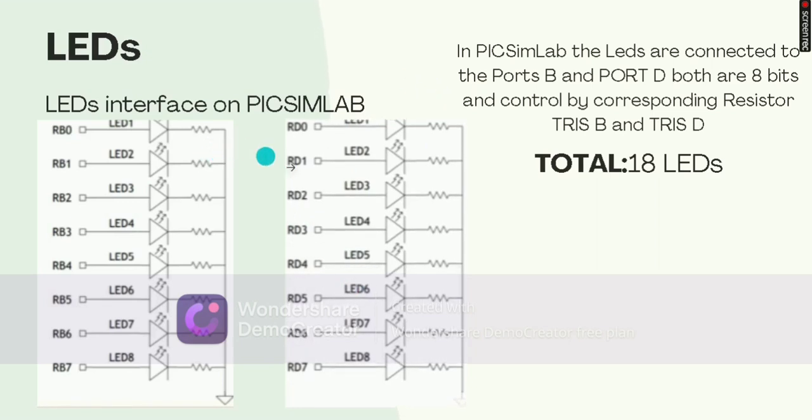So in PicSimlab, the LEDs are connected to port D and port B. Both are 8-bit and are controlled by the corresponding registers named TRISB and TRISD. Totally there are 18 LEDs in the PicSim.